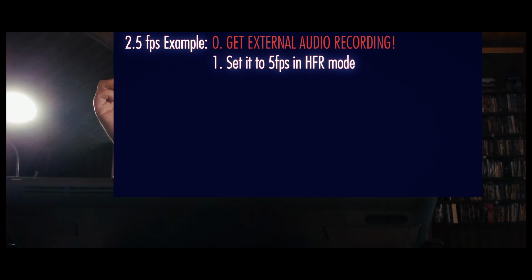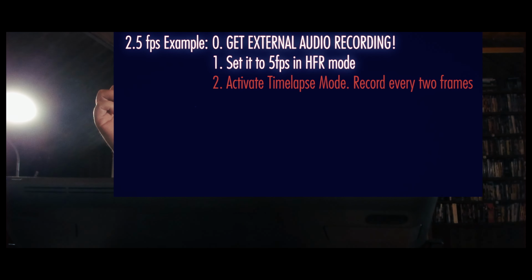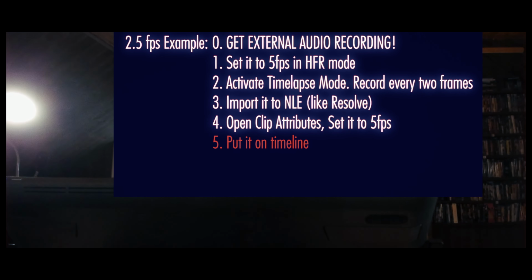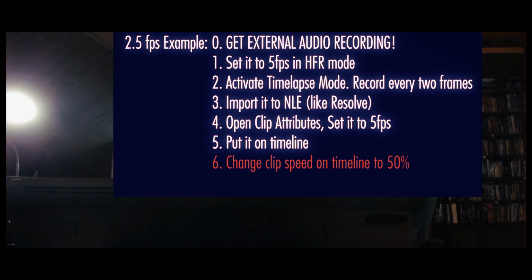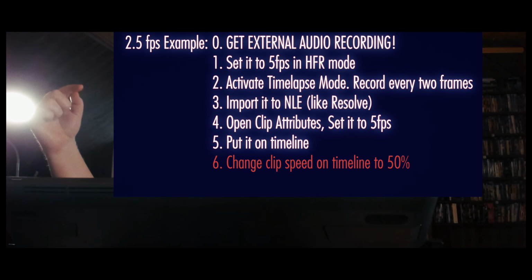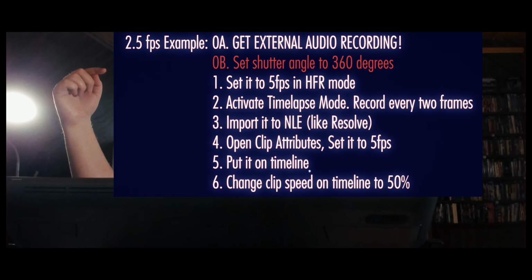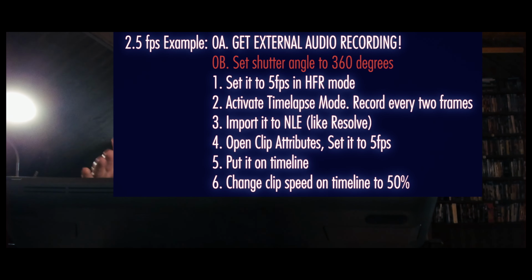Make sure you have external sound recording, and in the menu of the camera you go to the time lapse, and set it to record only every other frame. You import it, go to clip attributes, set it to 5 frames per second, put it on your timeline, and go into the clip speed settings on the timeline and set it to 50%. Oh yeah, and also before recording, set it to 360 degrees shutter. Otherwise you don't get the 180 degree shutter after the time-lapse thing.